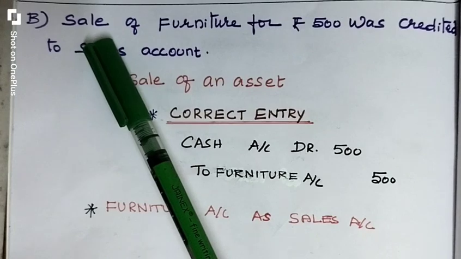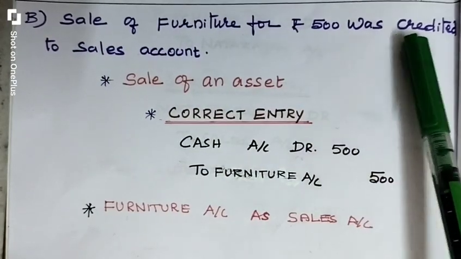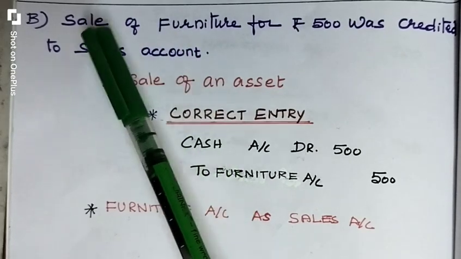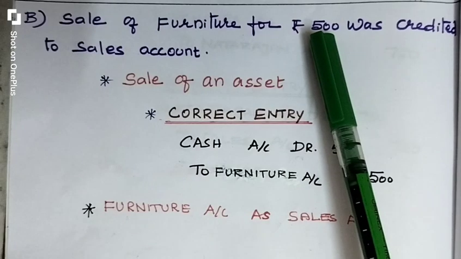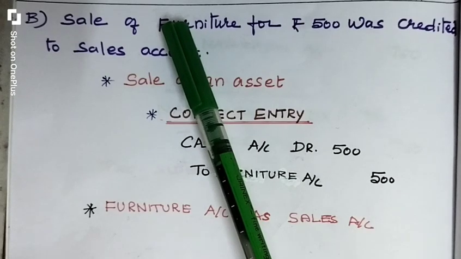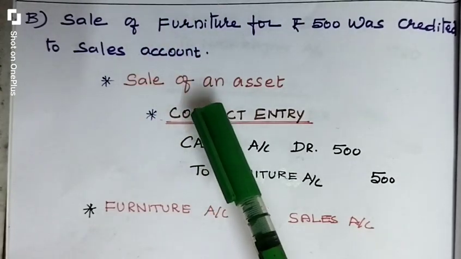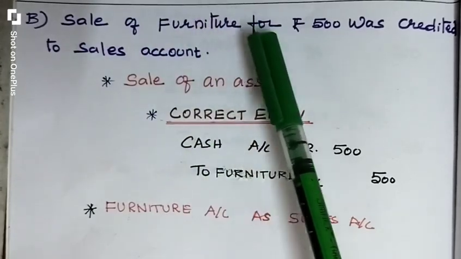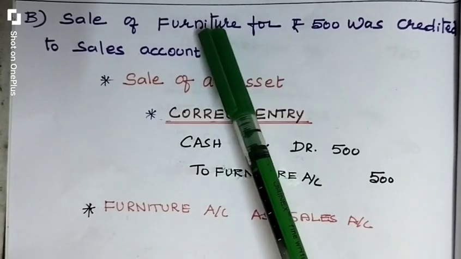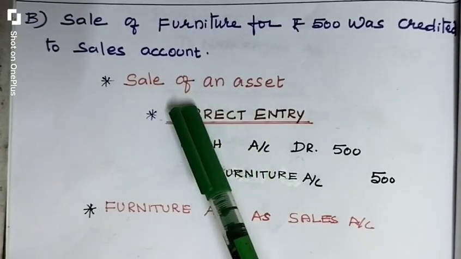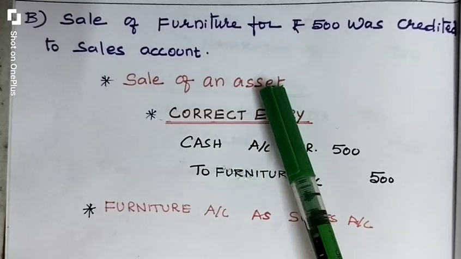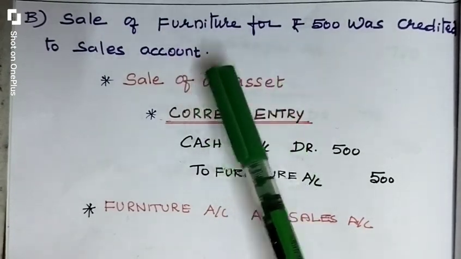Next transaction: sale of furniture for rupees 500 was credited to sales account. What does this transaction tell us? Sale of furniture for rupees 500. Whenever you sell goods, you enter cash account debit to sales account. But here, what do you sell? You sell furniture, which means you sell an asset. Whenever you sell an asset, you have to enter the name of the asset account.